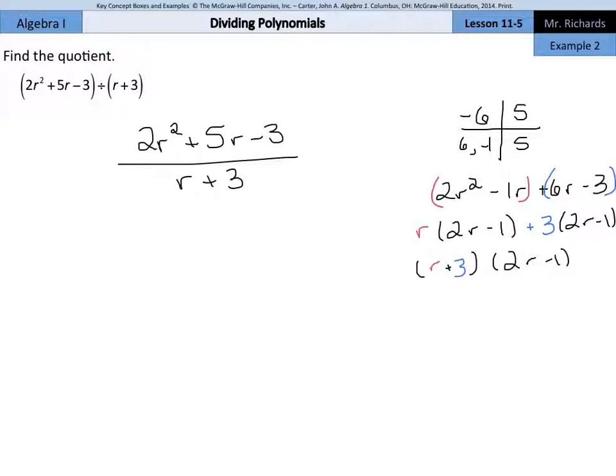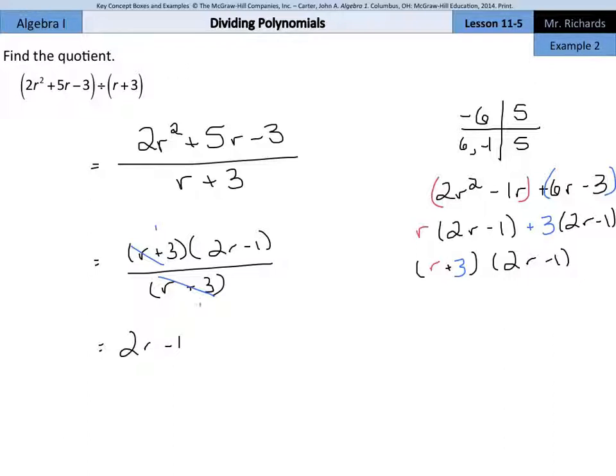And so let's move that up here. We're going to have r plus 3 times 2r minus 1 all over r plus 3. Well, we can divide this and this out, which just leaves us with 2r minus 1, since those were both 1 after we divided them out. And that's our final answer, 2r minus 1.